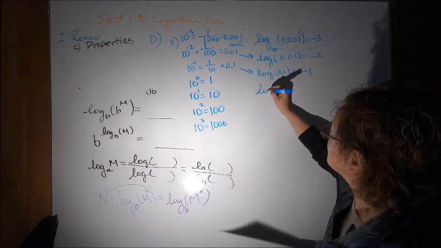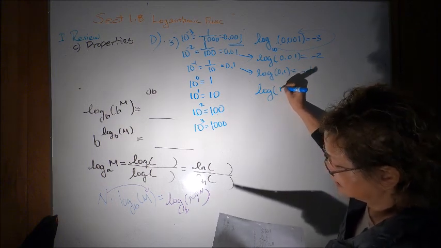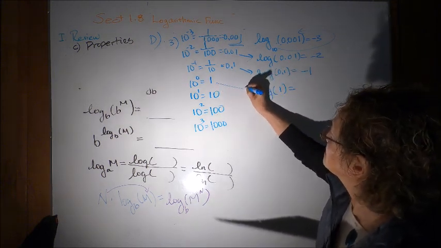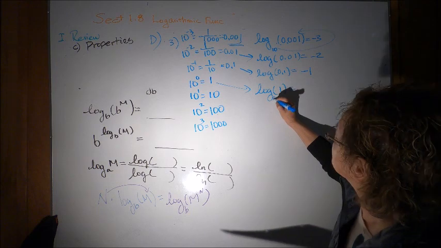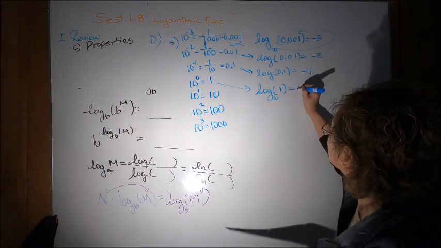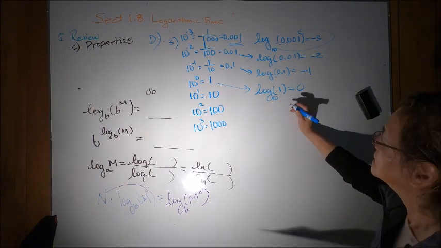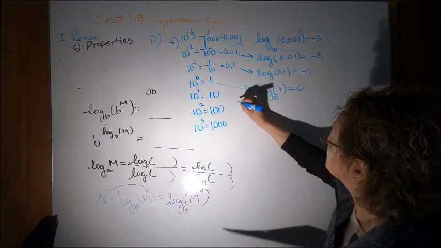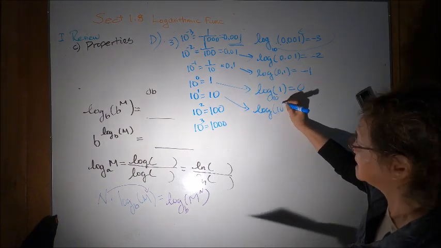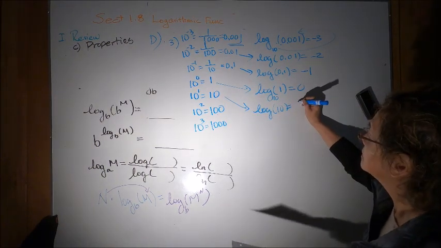So type in your calculator, log 1, right? That's your value. 10 to what power? You hook it, and you should get 0. If you type in your calculator log 10, right? What do you have?